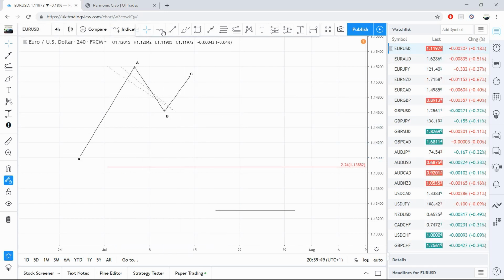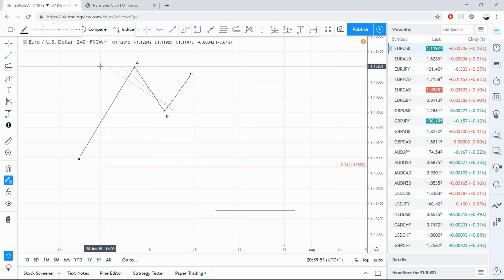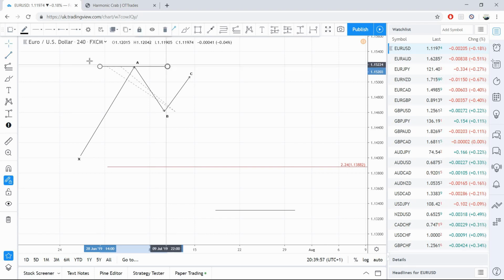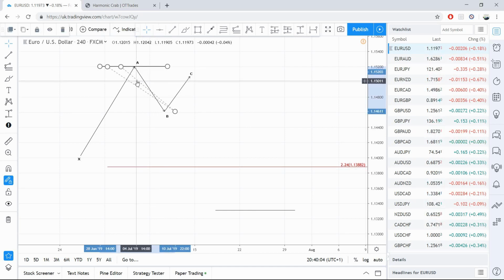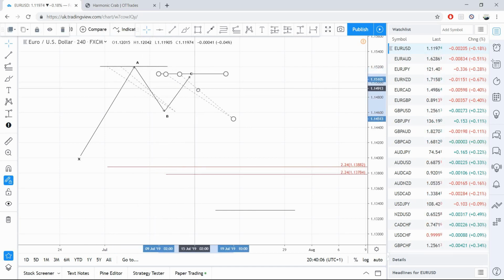However, this needs to be measured from the C point. So if I draw a line across here at the A point, this is the top of our extension tool that we've used, and drag that across now.